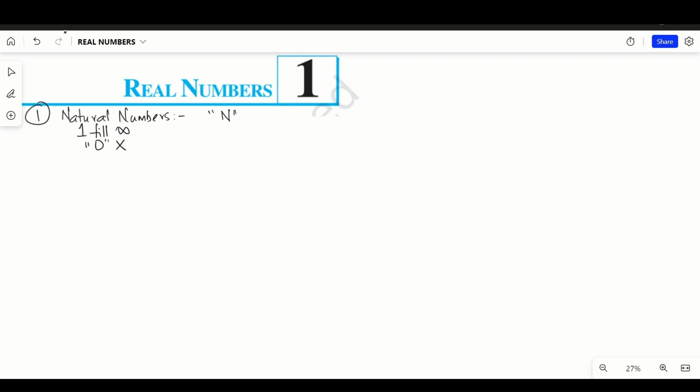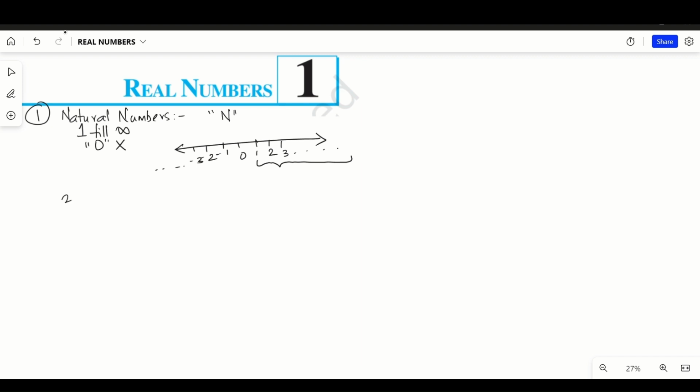0 is not included in natural numbers and they can be represented on a number line. If this is the number line, there is 0, 1, 2, 3, etc. And here it is -1, -2, -3, etc. till infinity. So all the positive integers starting from 1 till infinity is called the natural numbers.